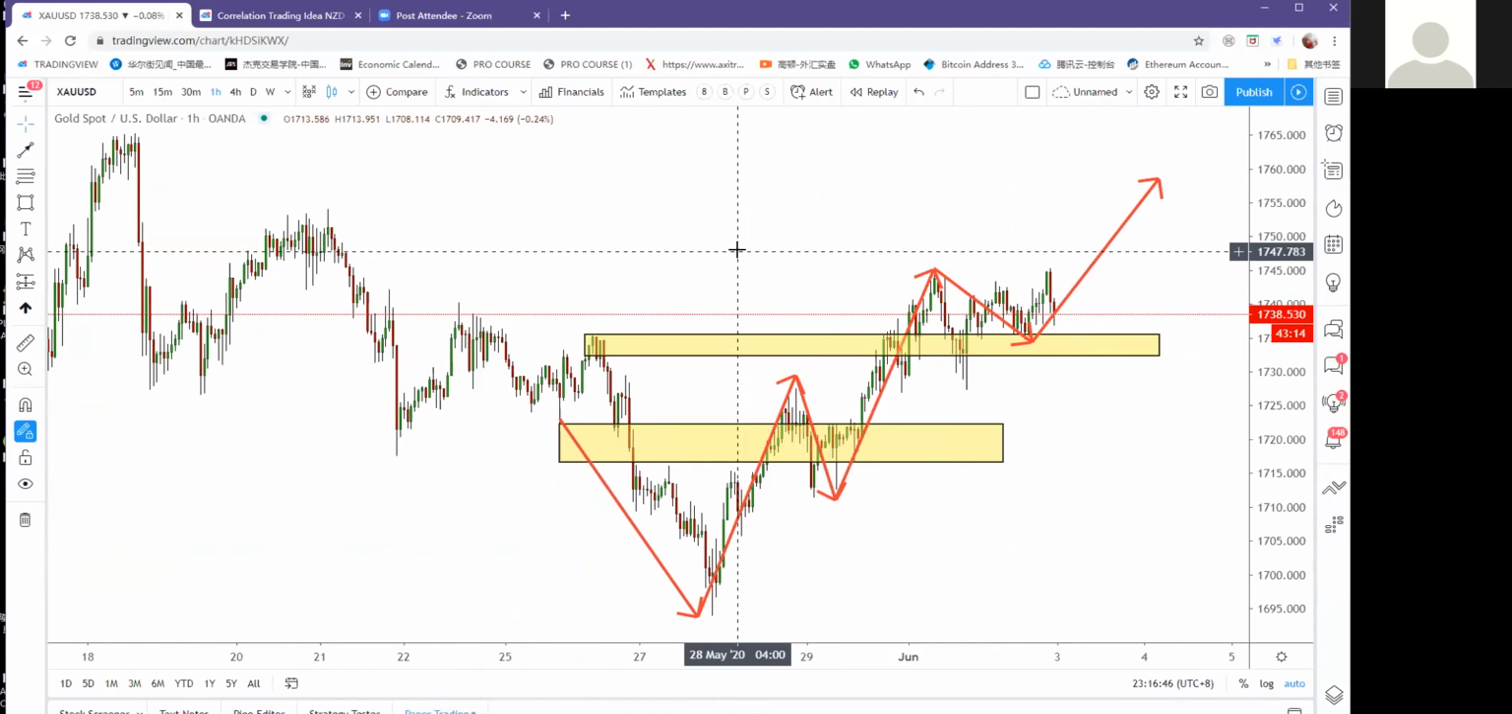Because the Fed cannot print gold. Okay, the gold will be appreciating against the dollar along the way, along with the coronavirus, based on the fundamental factor that the dollar is in a bearish move.